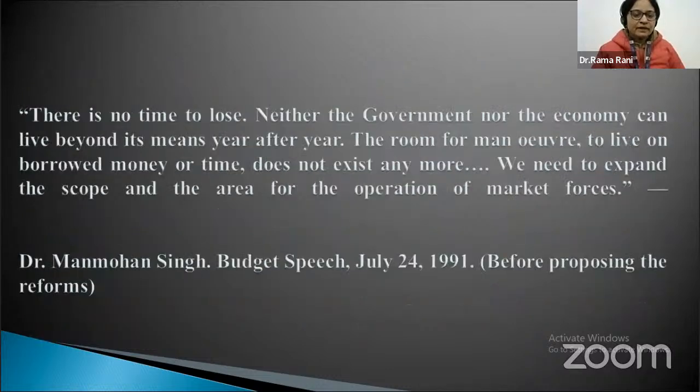There is no time to lose. Neither the government nor the economy can live beyond its means year after year, and the room to live on borrowed money or time does not exist anymore. We need to expand the scope and the area for the operation of market forces. This is by Dr. Manmohan Singh. That was a speech on 24 July 1991.